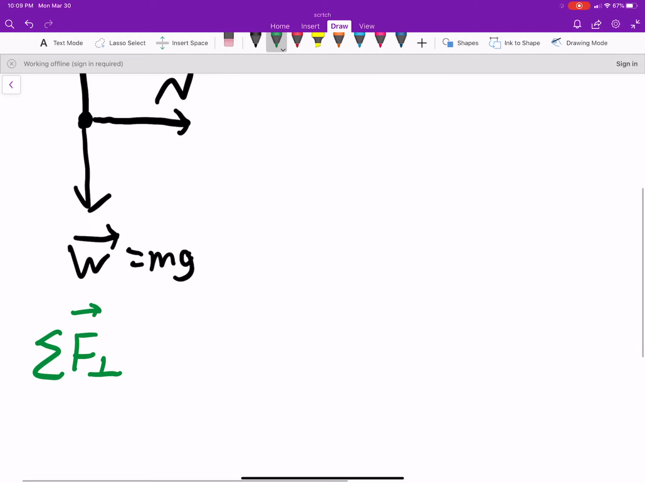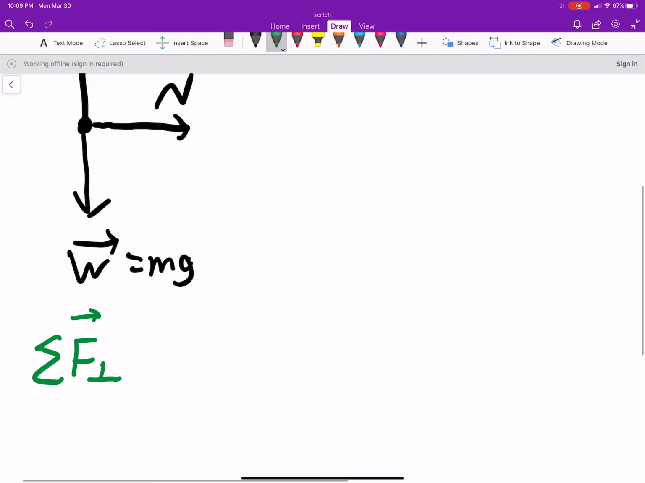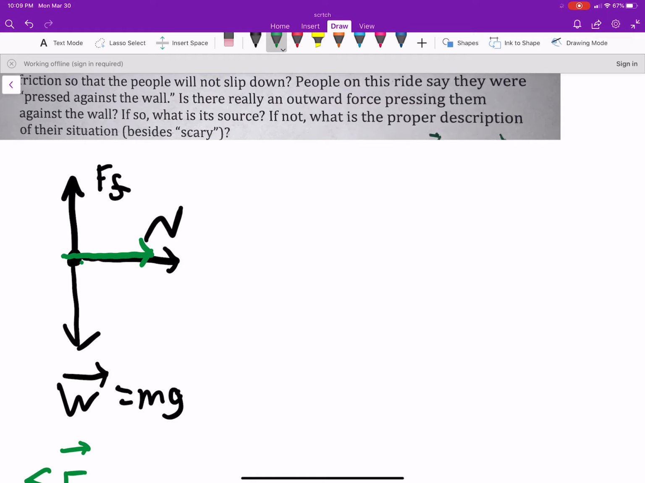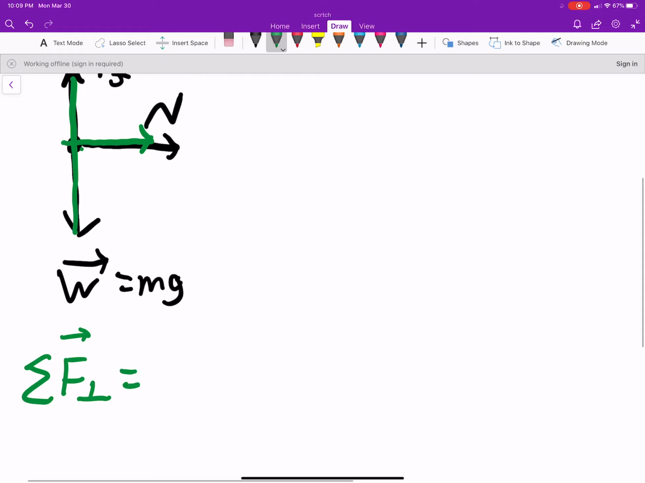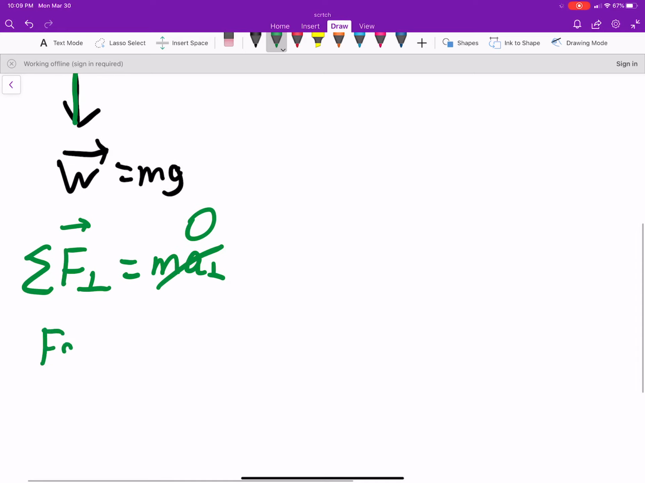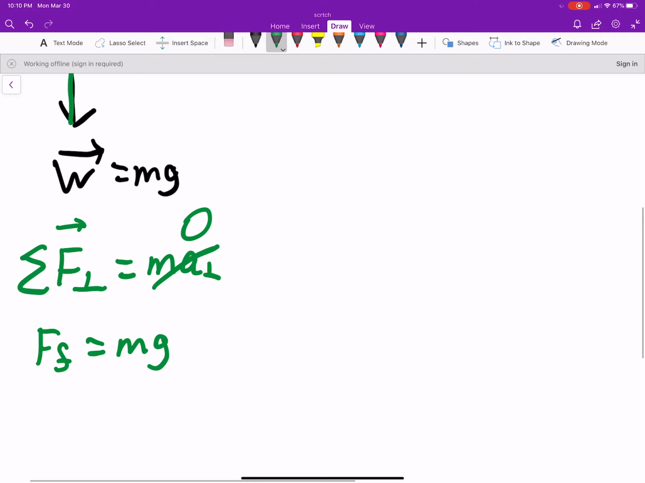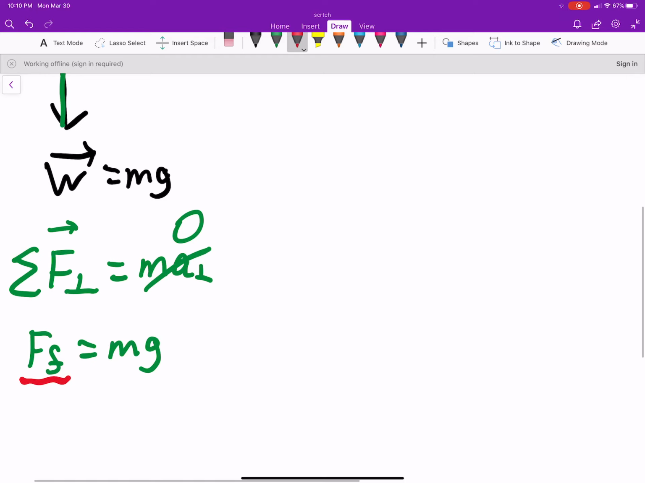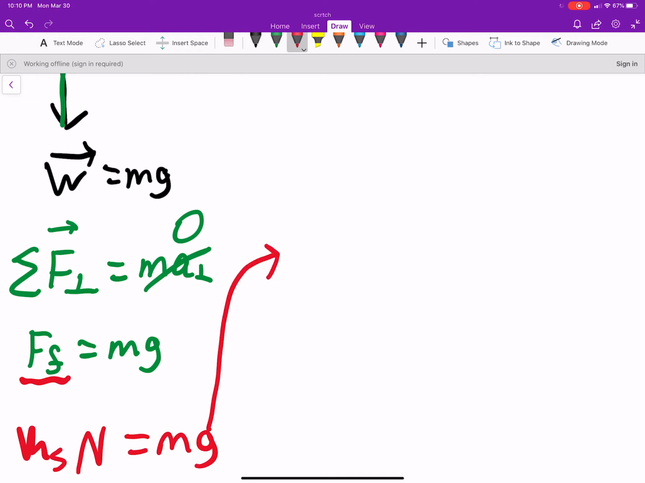Now, with that in mind, let's do Newton's second law. There's different notations for this. I'm going to call this perpendicular, meaning it's perpendicular to your center. If center is pointing this way, this is perpendicular. We know that's 0 because they're stuck to the wall. So the force of friction has to equal your weight force, which we said is mg. We can rewrite the force of friction as mu naught static times normal equals mg. Or if we want to solve for the coefficient of friction, that's mg divided by normal.